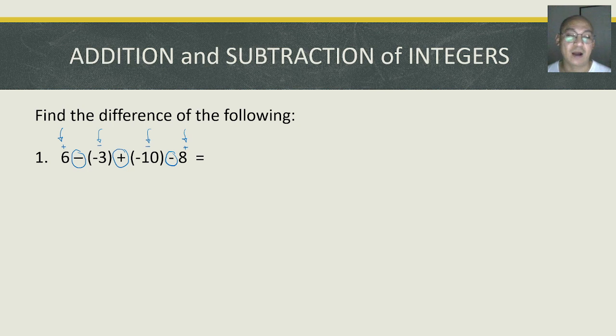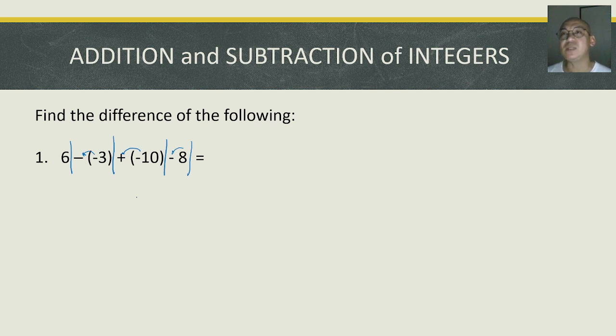Isn't it? Alright, so what are we going to do? Here's the technique. Let's erase it first. We're going to get the signs on their left. So 6 has a positive sign. 3 has a negative, but it has its operation of negative. Take note of that. 10 is a negative and has the operation of plus. And 8 is a positive and has the operation of negative.